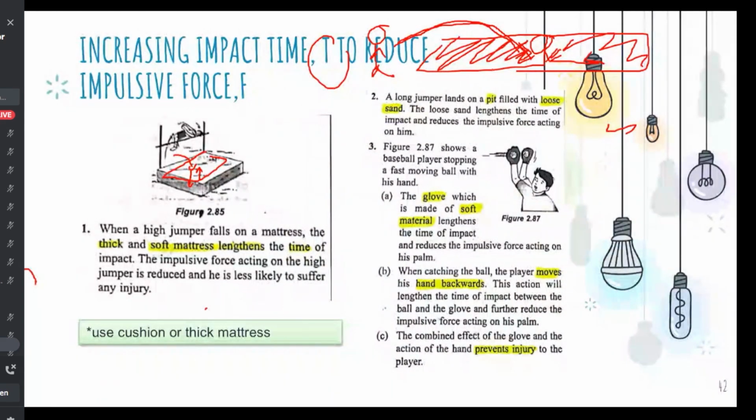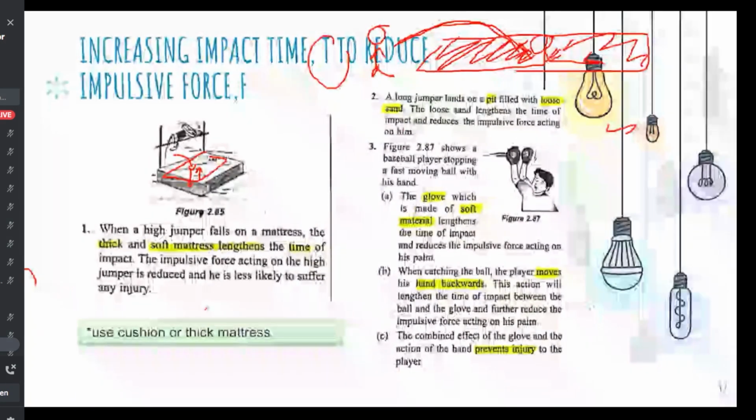So the function is that when the long jumper lands on the sand, it will actually lengthen the impact time, and this will reduce the impulsive force acting on him, and of course reduce the injuries. Okay, and the third one is this thing.